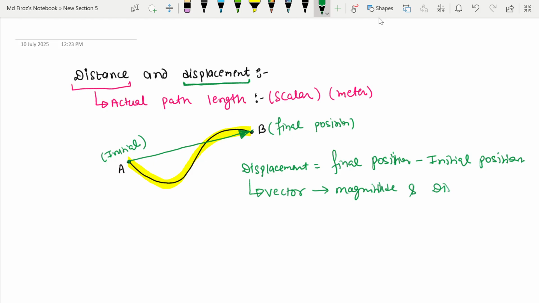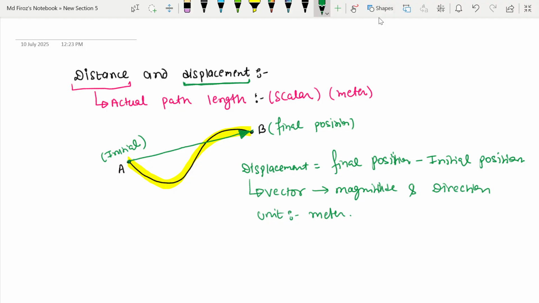direction. What is this direction? The direction is point A to B. We have to draw the arrow from point A to B. This is the direction. And the unit is the same as the distance, like meter. What is the SI unit of displacement? This is meter. So this is distance and displacement.